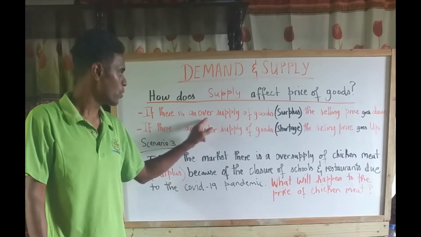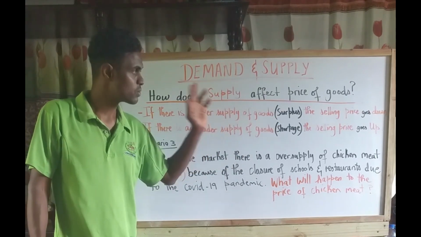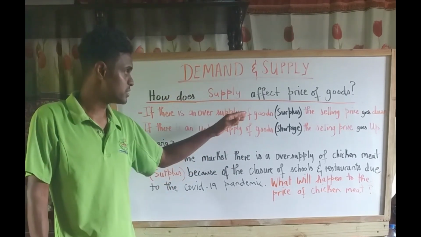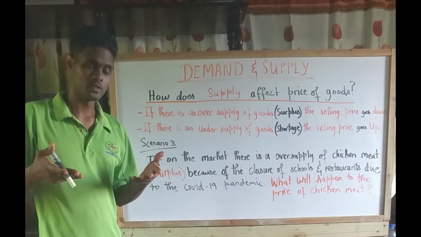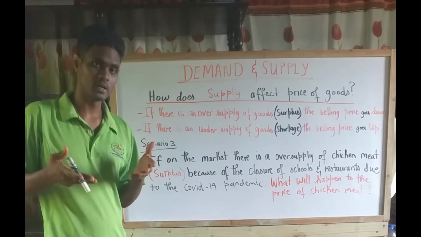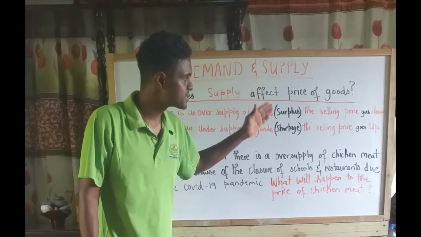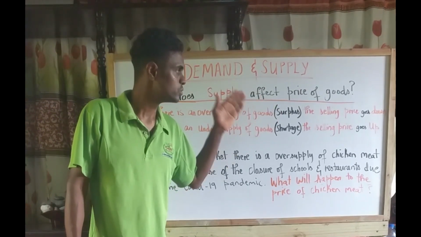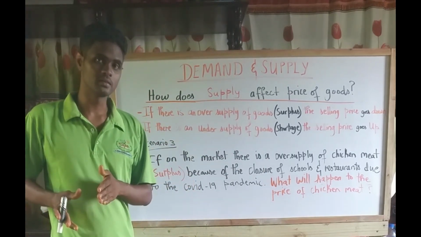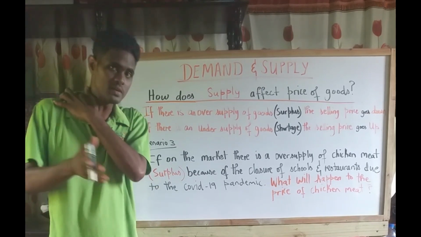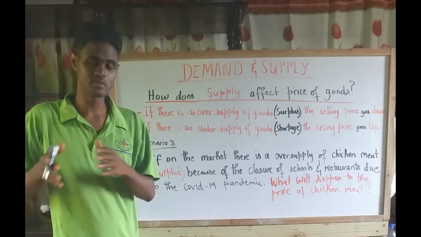One, if there is an oversupply of goods, which we normally refer to as surplus, the selling price will go down. When there is an oversupply, it means that there are more goods put on the market than the demand for it. If there is an oversupply of goods, which we call surplus, then the selling price of that good will go down. Alright, surplus means that there is a lot of goods on the market compared to how it is demanded. So the supply is greater than the demand. So that is what gives you a surplus, when the supply of a good is greater than the demand for the good.